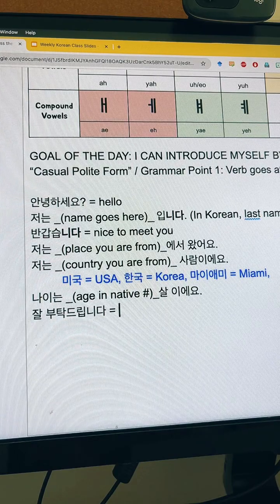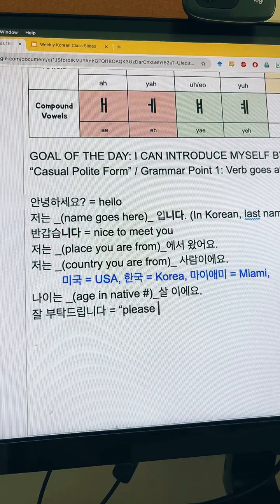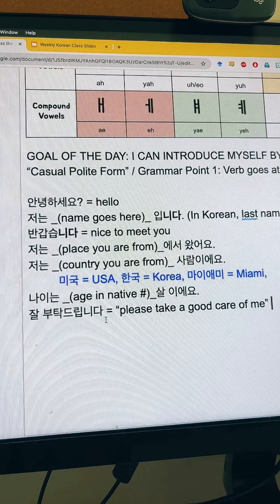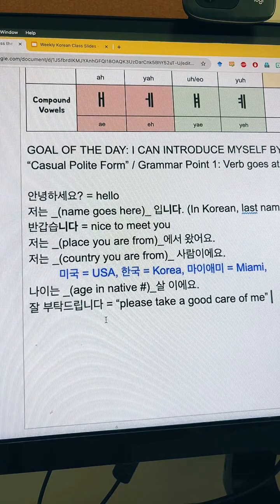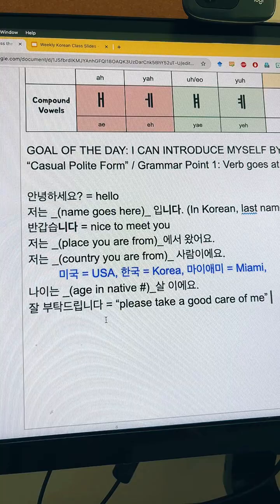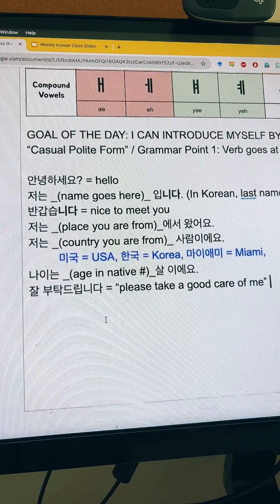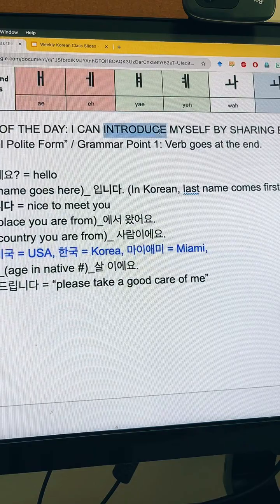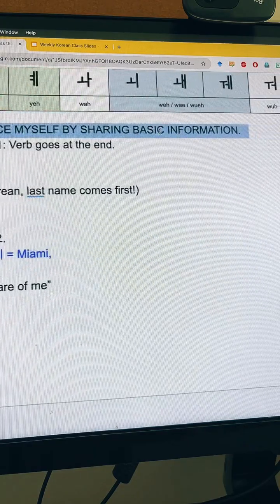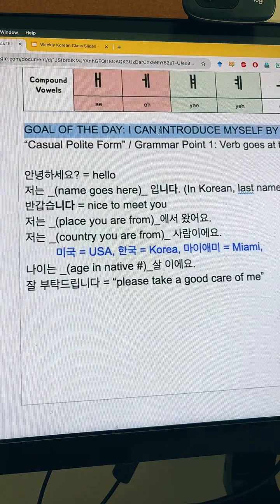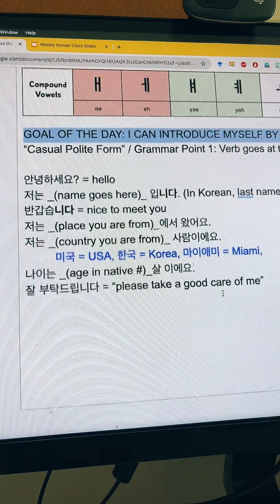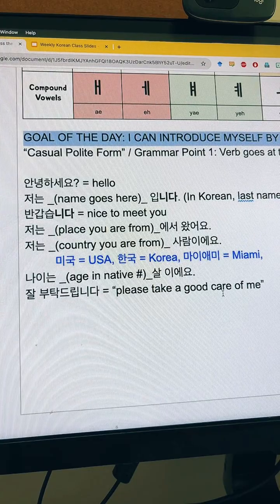감사합니다. 네. So 잘 부탁드립니다. Please take good care of me. And I'm putting that in quotations because it's a figurative way of saying it. 네. So any questions at this point? Or anything that you think, if you are introducing yourself by sharing basic information, what would you want to say? I have some in mind, but I'm wondering if you have some suggestions.